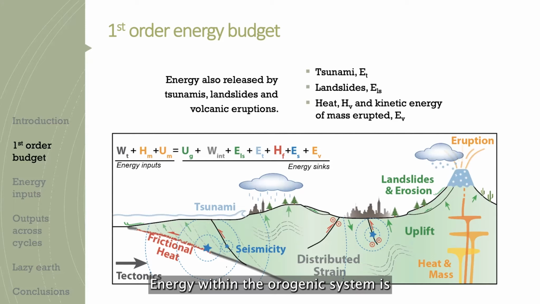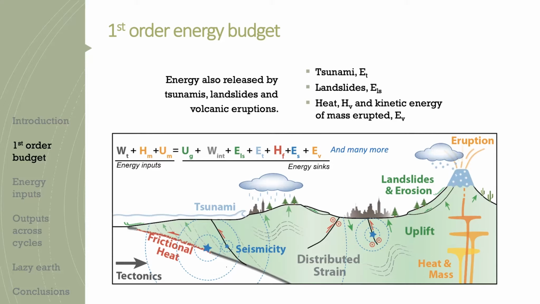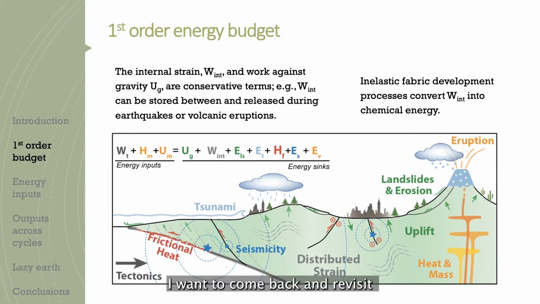Energy within the orogenic system is also released by tsunamis, landslides, and the heat and kinetic energy of mass erupted from volcanoes. Many other terms can be added to this formulation. The important terms may depend on the question that you're investigating. I want to come back and revisit the gravitational potential energy and the internal work.